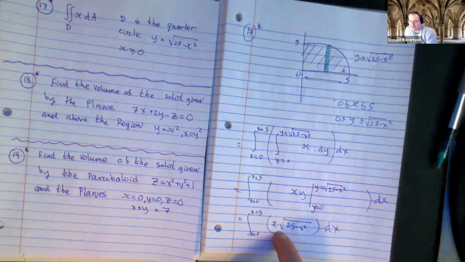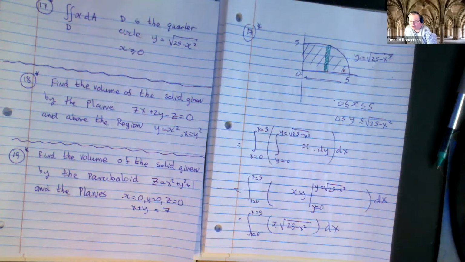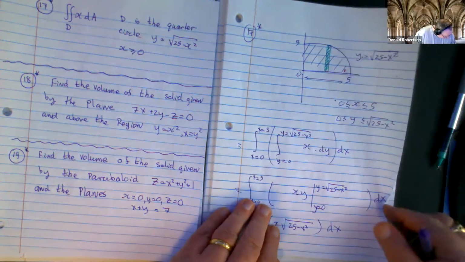What method will I need to solve that guy? U sub. Yeah. Didn't we decide yesterday if you don't know what to do, look for a U sub? Isn't that rule actually working really well so far? And the U sub would be 25 minus x squared.